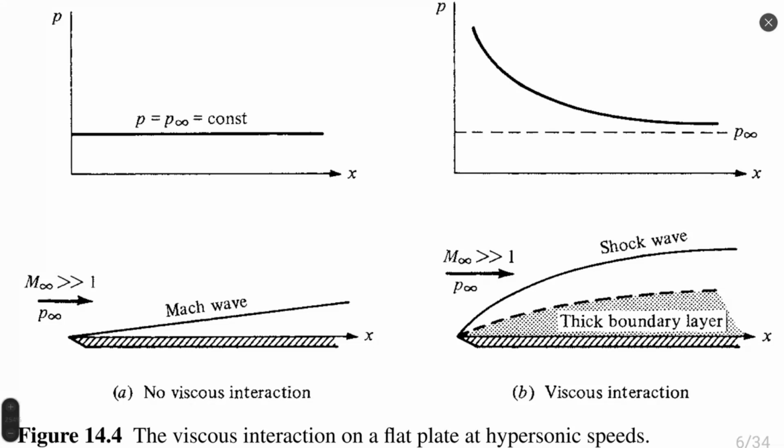In case A, where there is no viscous interaction, we see that a Mach angle appears, or a Mach wave appears. The Mach wave corresponds to the Mach angle mu, which we studied before. We know that the Mach angle would have a very small value because the Mach number is extremely high. And in such an idealized picture, we see that pressure will be constant along the plate.